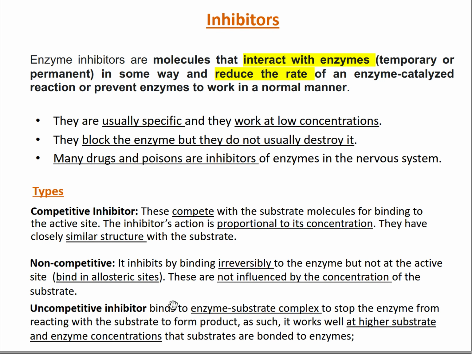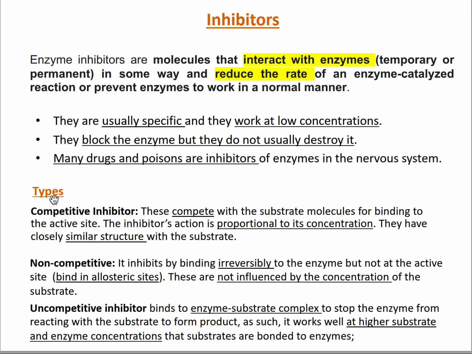So what are inhibitors? There are some inhibitors that are called enzyme inhibitors. These are molecules that interact with the enzyme. This interaction might be temporary or permanent, and it reduces the rate of the enzyme catalytic reaction or prevents the enzyme from working in a normal manner. They are usually specific, and they work at low concentration, and they block the enzymes, but they do not usually destroy them. Many drugs and poisons are inhibitors of enzymes in the nervous system.